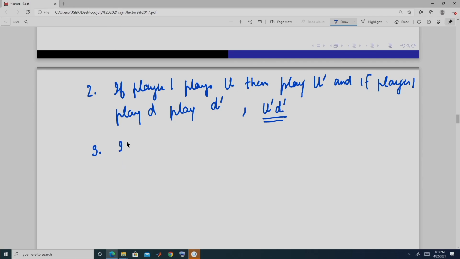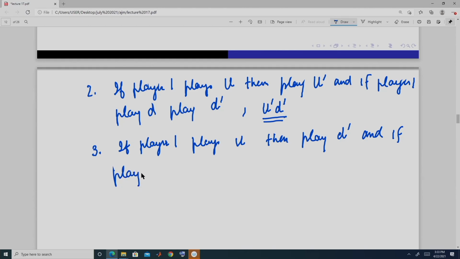Third strategy: if player 1 plays U, then play D dash, and if player 1 plays D, then play U dash. So, this is the D dash U dash strategy. This is the third strategy.